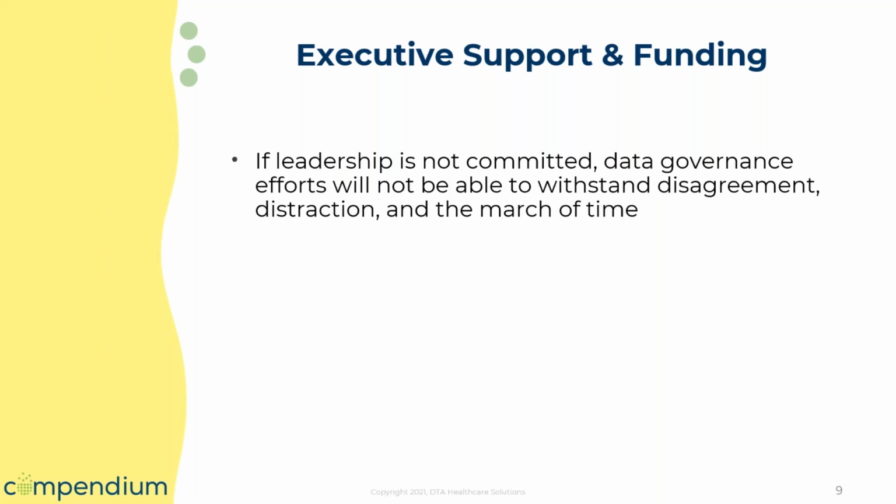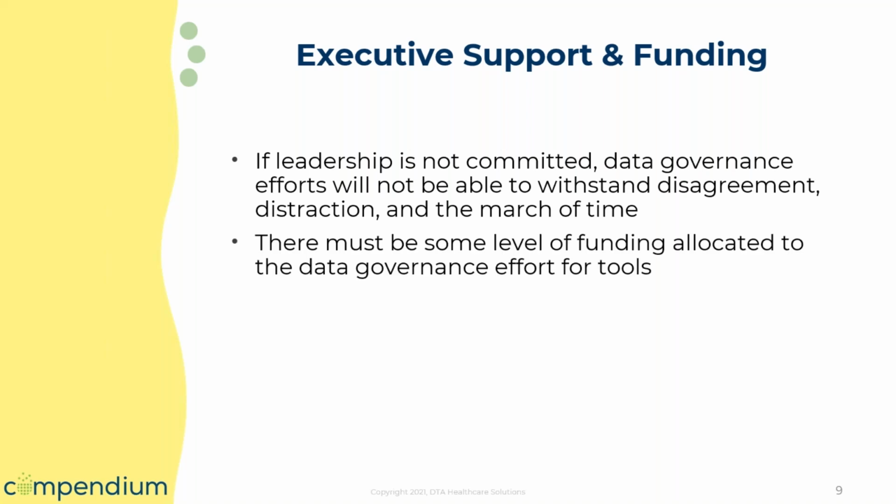And then, time marches on. People get distracted with other initiatives if there isn't good executive support on a regular basis with something like a steering committee. It's going to be difficult. And there really should be some level of funding allocated. So again, we're doing this on a budget, but we're not saying this is a $0 effort. So really, there ideally should be some level of funding allocated to the data governance effort, even if it's just for tools, to have some sort of tools around to start getting that process moving forward.